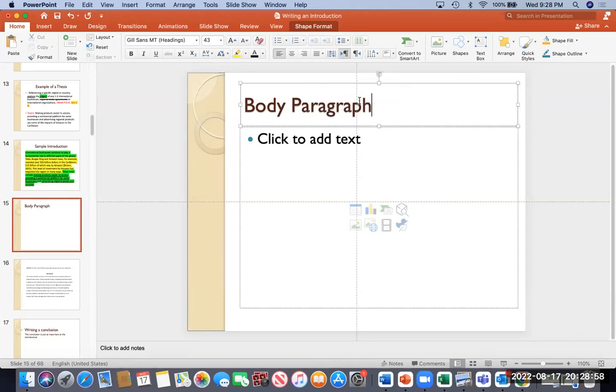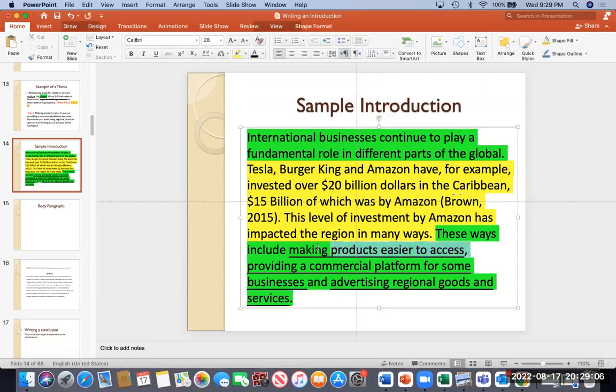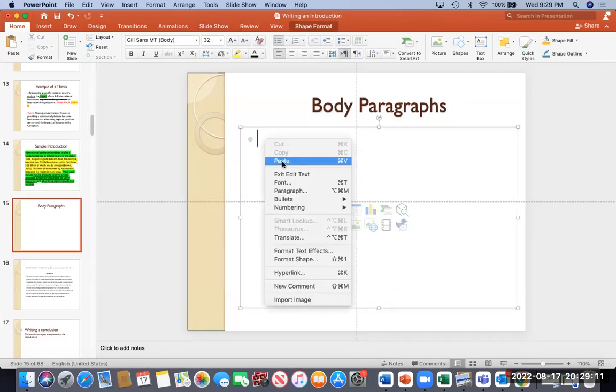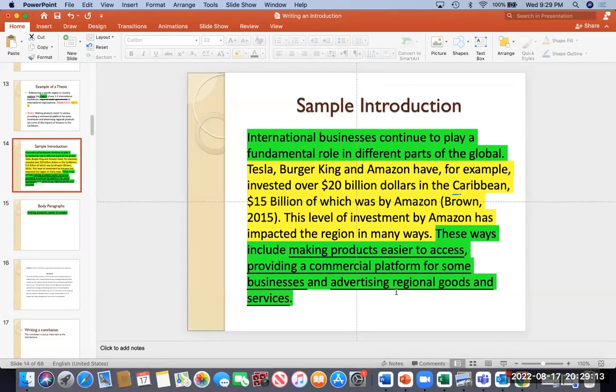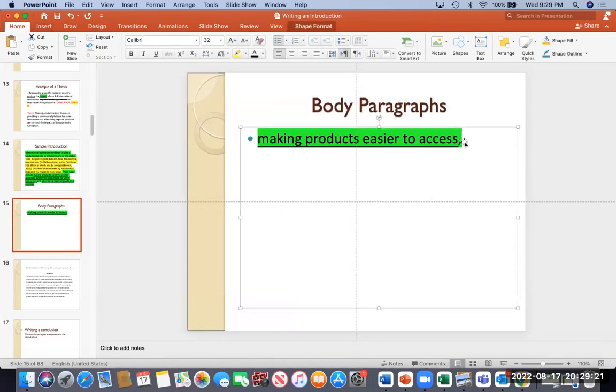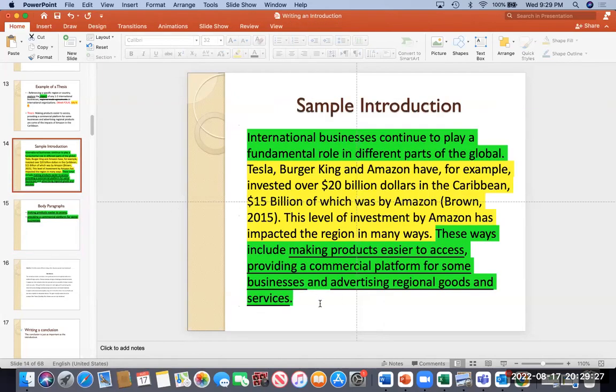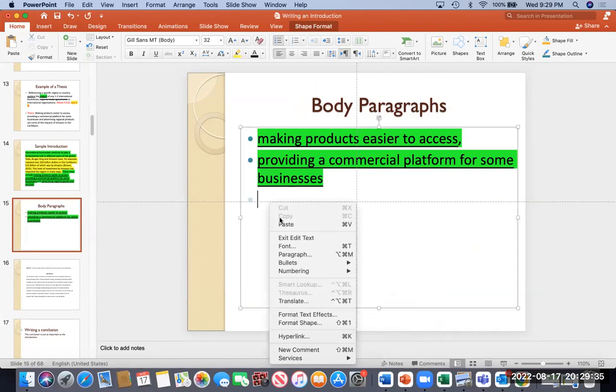Paragraphs. This is developed exactly how the points are laid out or made in the introduction, right? So making it easy to access, we can copy and paste, and then we put it in sentence form once we're finished. The second one would be providing a commercial platform for whatever. And then the third point would be advertising points.